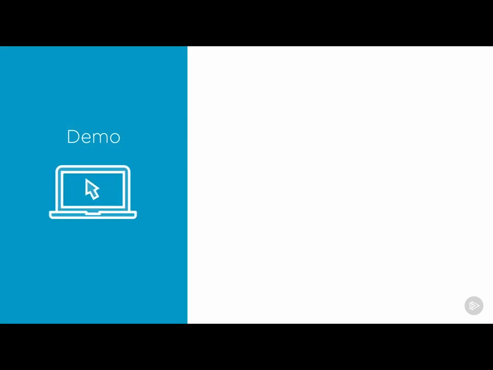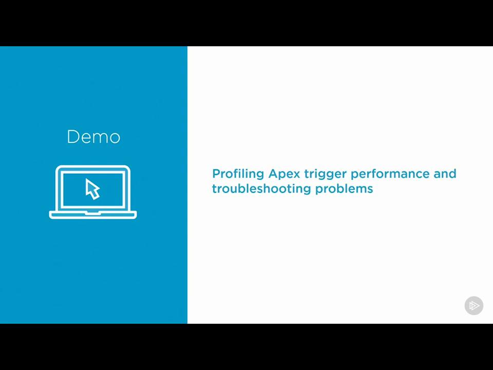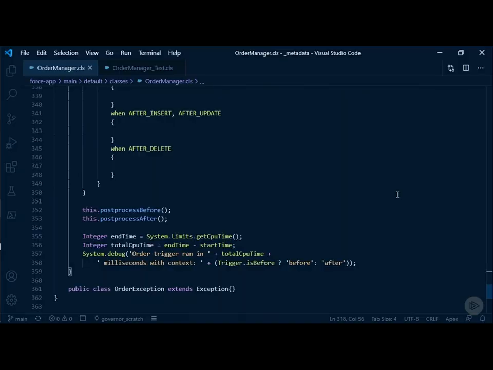Now that we've looked at some of the basics of using maps and avoiding inefficiencies like nested loops, let's look at some ways you can profile Apex trigger performance and troubleshoot problems. In Order Manager, you might notice that there are debug statements that print out the number of milliseconds consumed from each time the run method executes. This is true of each of the trigger handler classes included with the course example material.